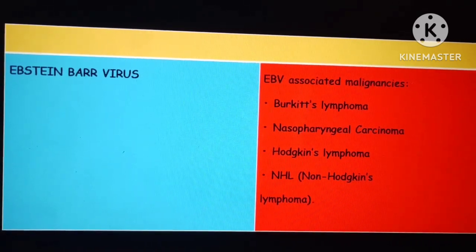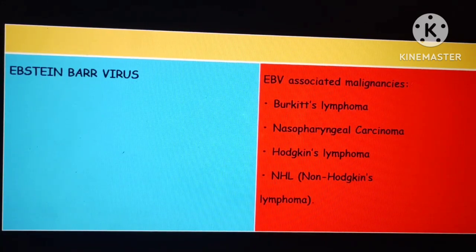So coming to Epstein-Barr virus, it is usually associated with malignancy, and this question has been asked twice or thrice in the exams. Okay. So the associated malignancies are Burkitt lymphoma, nasopharyngeal carcinoma, Hodgkin lymphoma and non-Hodgkin lymphoma.